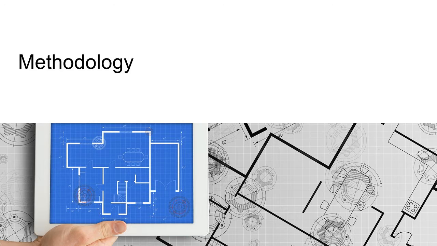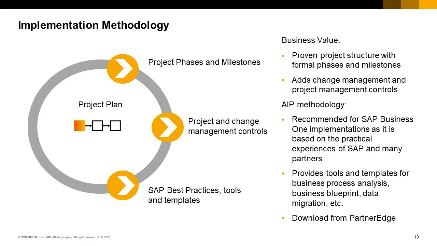Let's look at the implementation methodology. A methodology is more than just a project plan. It applies structure to a project by adding formal phases, with milestones that must be achieved before the project can progress. It applies project management and change management controls to a project. Your partner organization may have its own methodology. If so, you should learn the methodology and tools in use at your company.